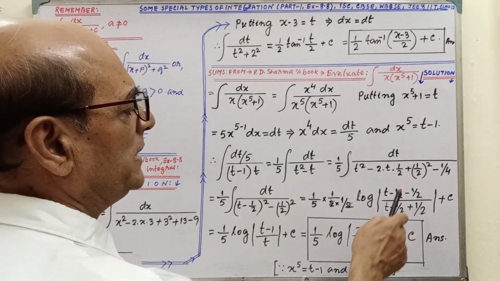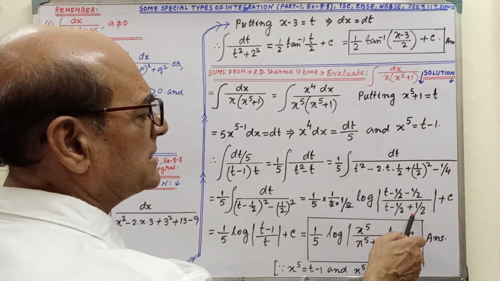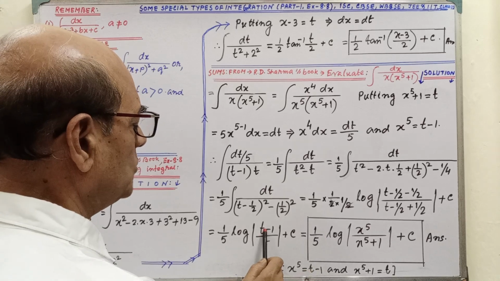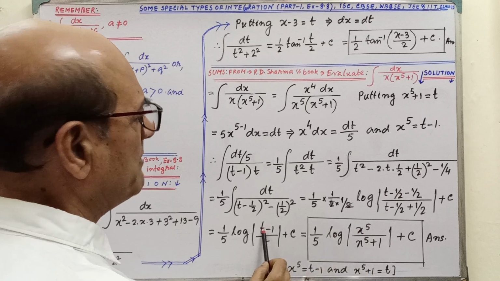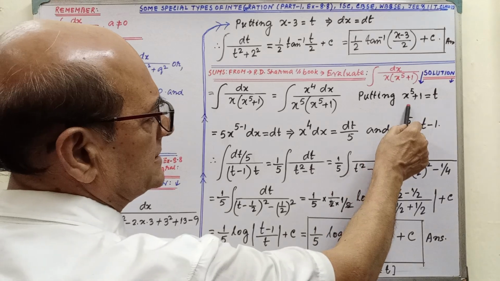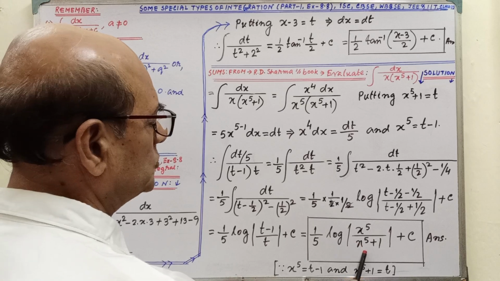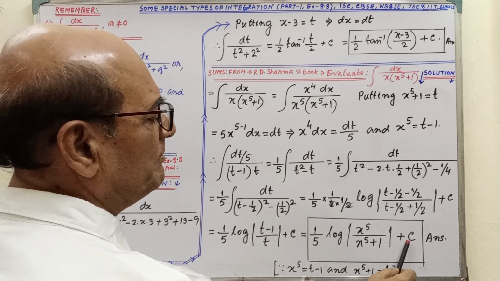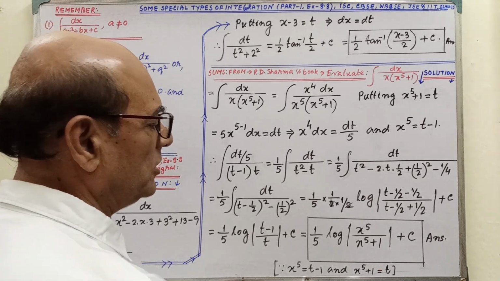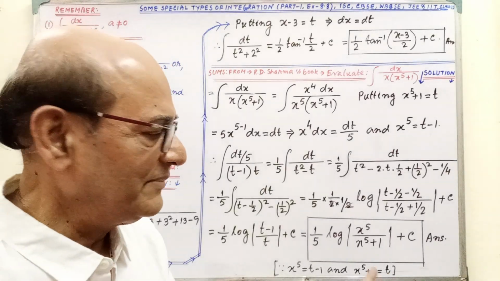Now we have to simplify, that is t minus half minus half, that is t minus 1, and t plus half plus half will be t plus 1, so log of t minus 1 by t plus 1 plus c. Now we have to put the value of t. So t minus 1 equal to x to the power 5, and the value of t, that is x to the power 5 plus 1. So in place of t we put the value, then plus c, and this is the answer. You may write this in brackets or not, but if you do up to this, then it will be correct. The sum is completed.